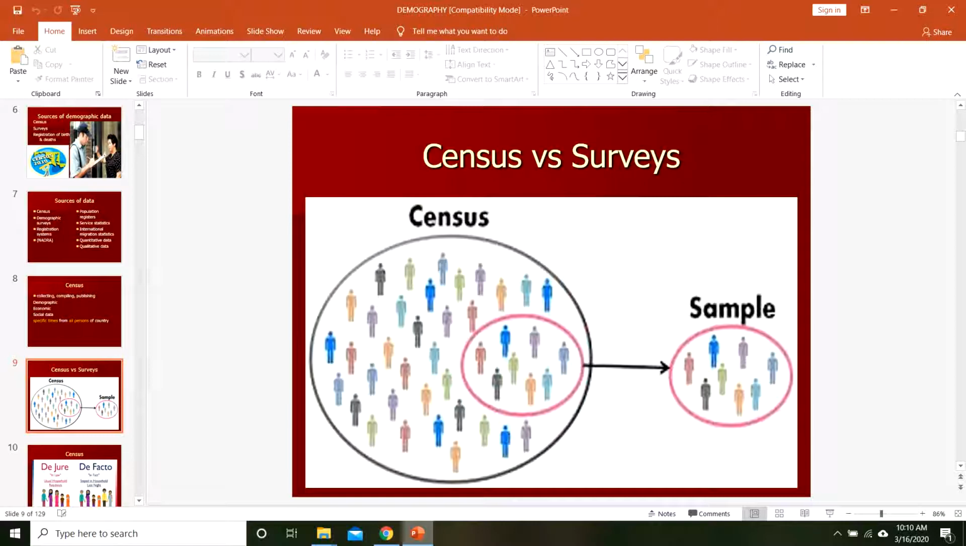It means we want to take a sample which has all the characteristics of the total population. If the sample is not representative of the total population, then the statistics calculated from the sample cannot be applied as a result of the population survey. So it is very, very important to understand that census covers the whole population. Survey covers a smaller proportion of the population.